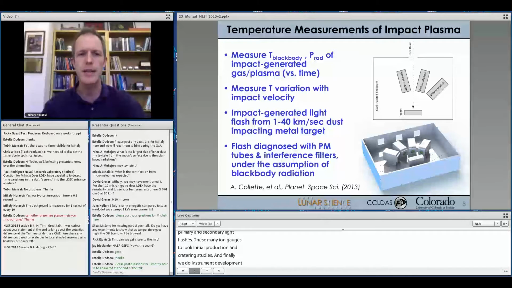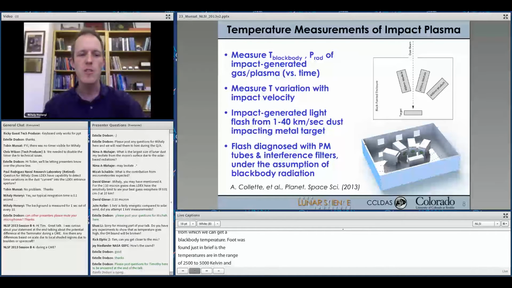So let's start. This is where the sort of sampler of the experiments begins. Let's start by talking about a temperature measurement of plasma, which is produced by the impacts. This work was done by Andrew Collette, who's a member of our local team. You can see the experimental setup on the right, which uses photomultiplier tubes with narrow band interference filters to piece together a spectrum from which we can get a black body temperature. And what was found, just in brief, is that the temperatures are in the range of 2,500 to 5,000 degrees Kelvin. That increases with increasing impact velocity.